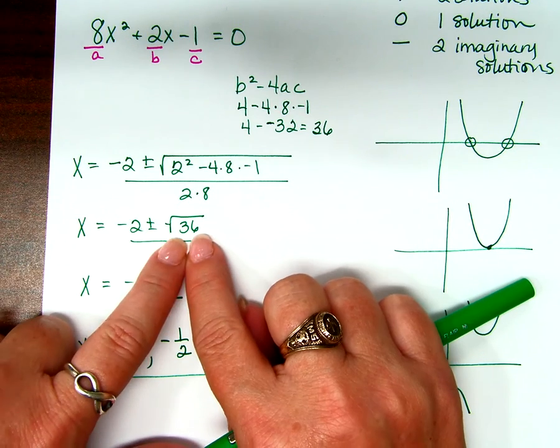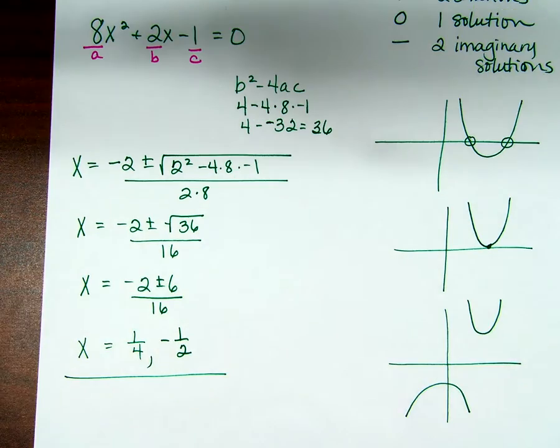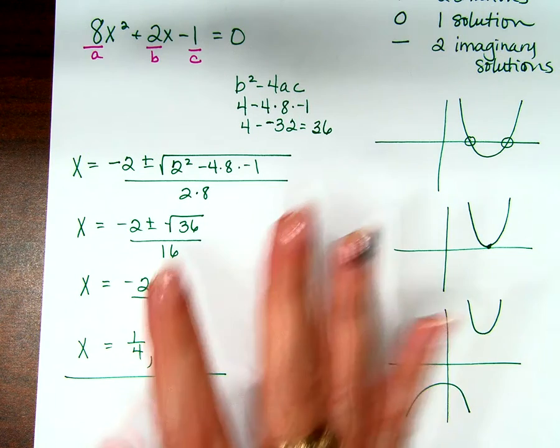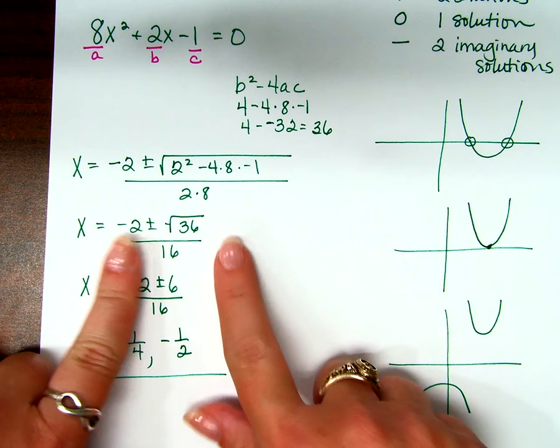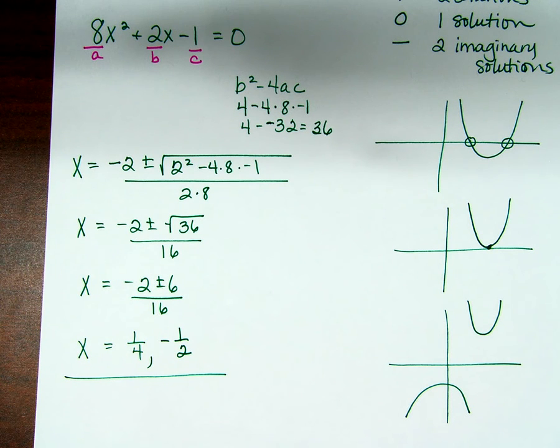Okay? I know this is 36. And you know that you could simplify 2 over 16 if you needed to, right? Okay, but if that's an issue right here where we have something we don't know the square root of, it's going to want it in 2 separate fractions with the plus or minus in between. Okay?